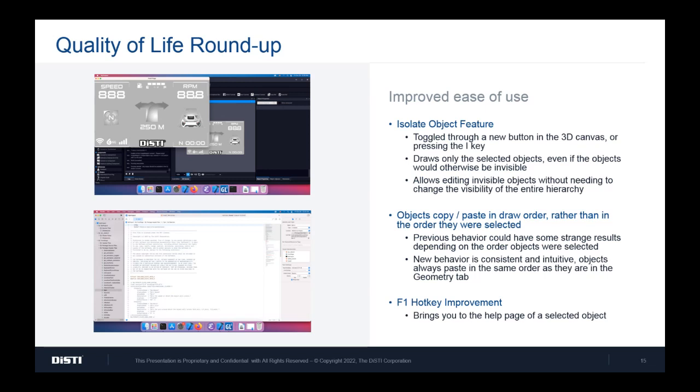So this allows you to see an object in the editor without having to manipulate the visibility of the hierarchy above it. So this allows you to see a specific object, even if it would be invisible in your scene, without having to change all of your hierarchy to see it. So I'm going to go ahead and show that right now.